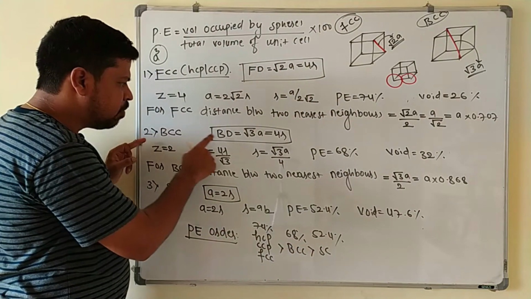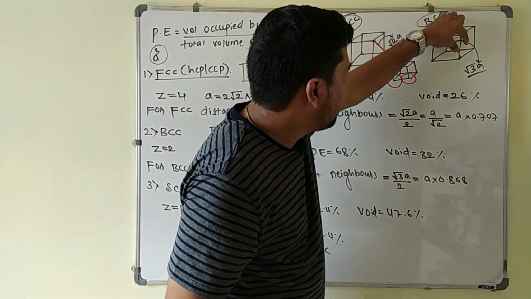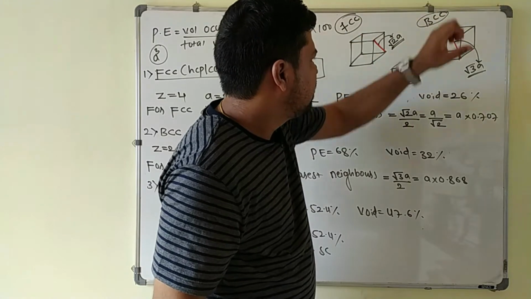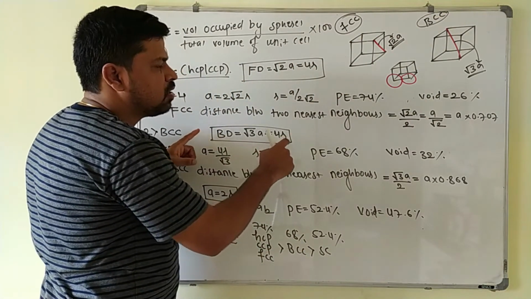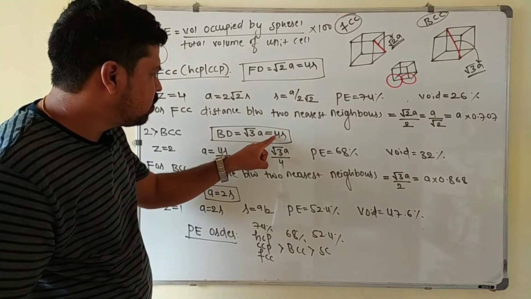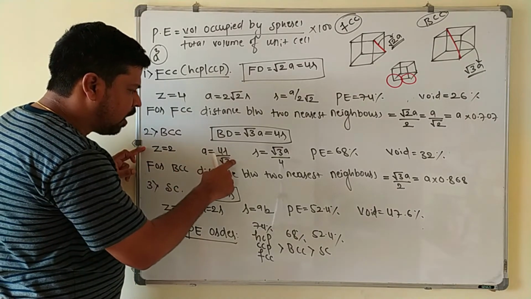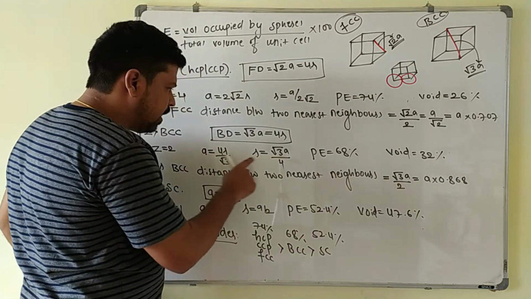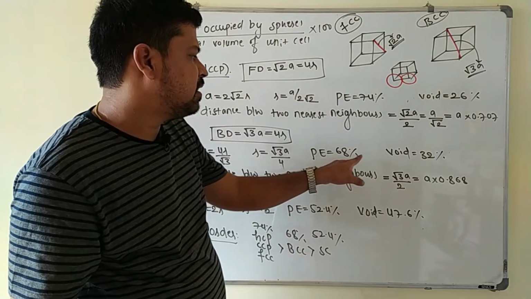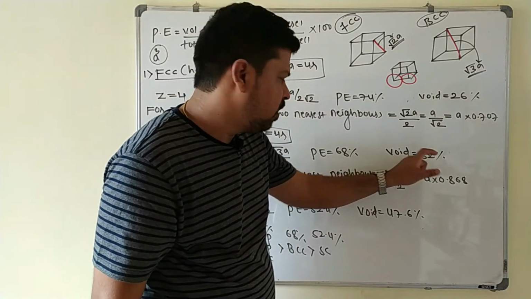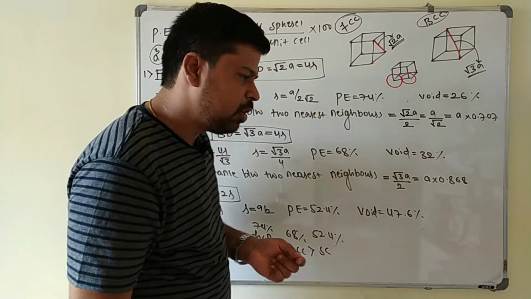Next for BCC, body diagonal value you have to take, because in case of BCC 3 spheres they are in touch along the body diagonal, okay. Then in case of body diagonal, root 3a is equal to 4r, because the radius of 4 spheres will be equal to 4r, you have to take here. Then z value is 2, a is equal to 4r by root 3, r is equal to root 3a by 4. Then packing efficiency in case of BCC is 68%, and the percentage of void is 32. Total space filled is 68%, empty space left is 32%.